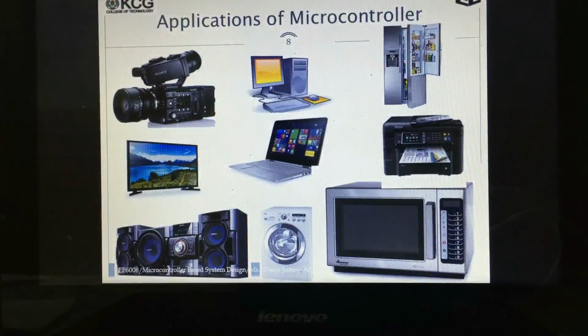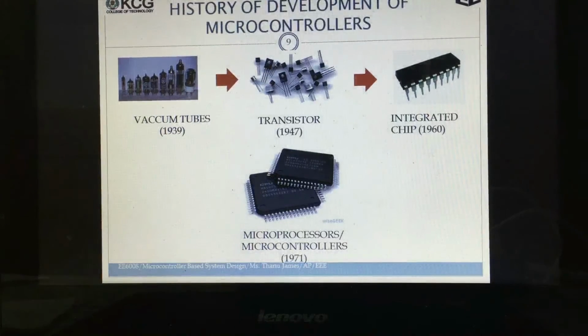Now moving into the applications of microcontroller, fridge, washing machine, ovens, printers are all examples of a microcontroller, and as you see, they are all doing specific tasks as such. Now moving into the history and development of these, it started off with vacuum tubes in 1939 and then the introduction of transistors, and these transistors were integrated to form an integrated chip in the 1960s, and these integrated chips led to the formation of the microcontroller and microprocessor in 1971.